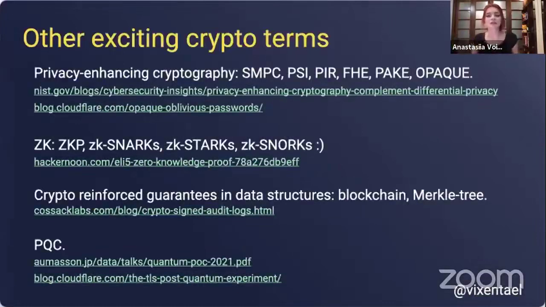So secure multi-party computation, private set intersection, private information retrieval, homomorphic encryption I mentioned before, PACE or PAC I mentioned before, right? Then zero knowledge, the whole set of zero knowledge proof protocols, which have a new life, I would put it this way, with cryptocurrencies, right? Because previously only interactive zero knowledge proofs were popular, and now we have a lot of non-interactive zero knowledge proofs.